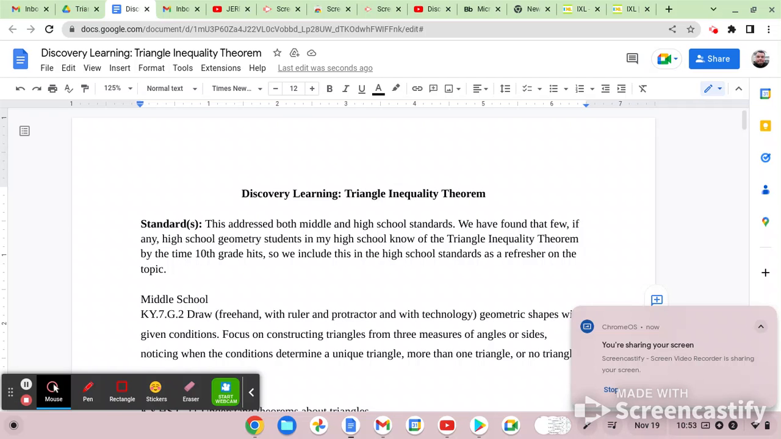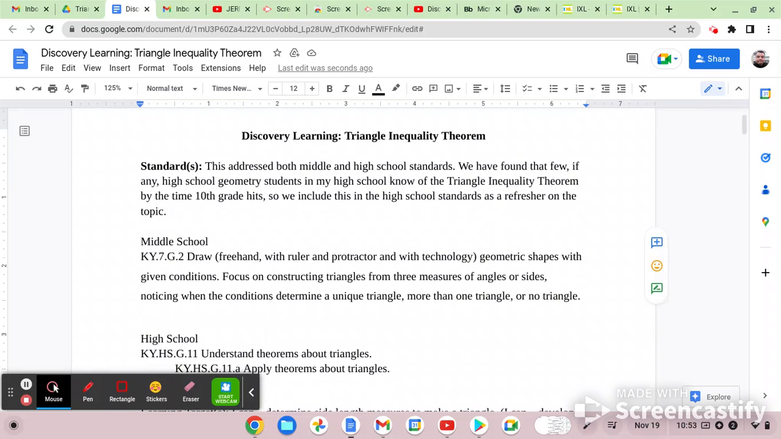Hello, this is Jeremy Bivens, and I'm going to be talking to you about my Discovery Learning Triangle Inequality Theorem activity. Whenever I am looking at our students' current knowledge in high school, the middle school standards are something that they struggle with. So that's something we usually have to start with in our high school lessons. We remediate up to the point that we can start our actual high school standards.